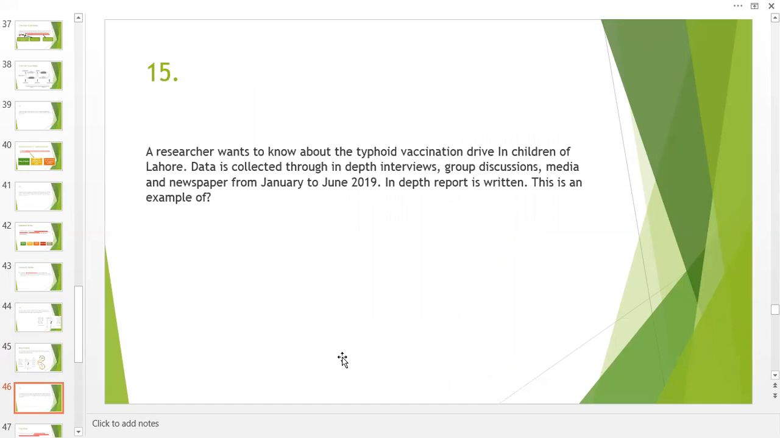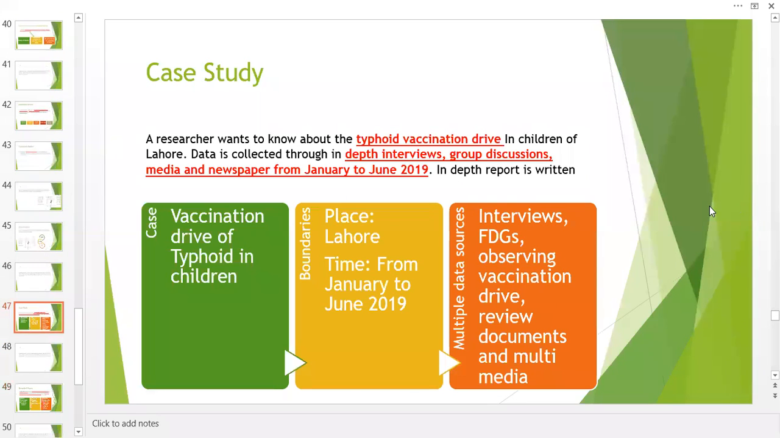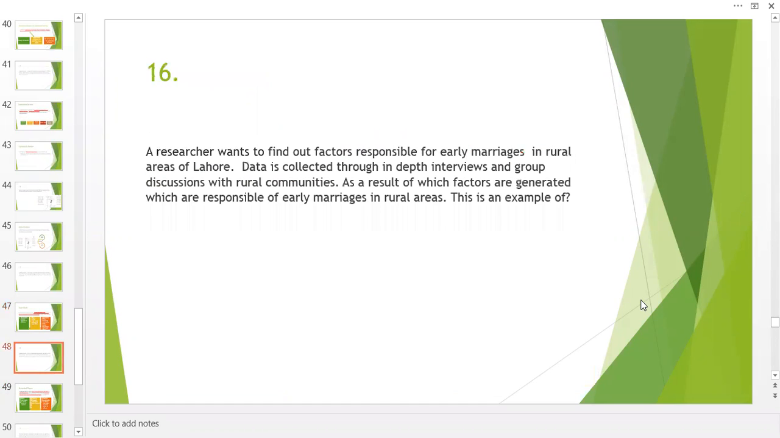Scenario number 15, a researcher wants to know about the typhoid vaccination drive in children of Lahore. Data is collected through in-depth interviews, group discussions, media, and newspaper from January to June 2019. An in-depth report is written. This is an example of qualitative research. The most appropriate will be case study, because in a case study, we can know about any process, a group of individuals, or a single person, and it is bounded by time and place, and multiple data sources are used for collecting the in-depth information.